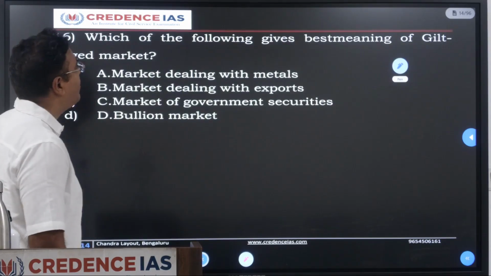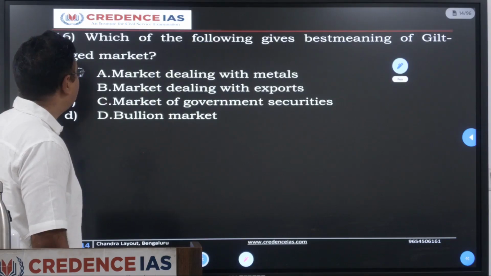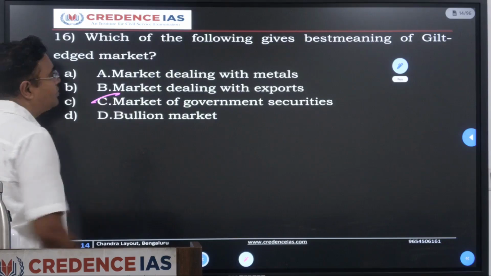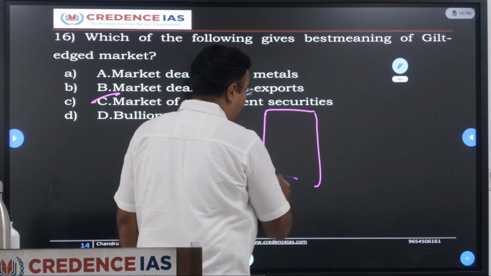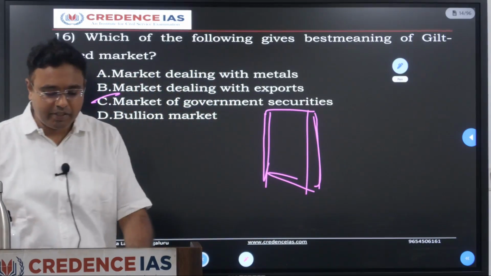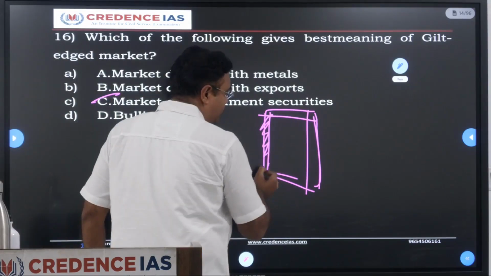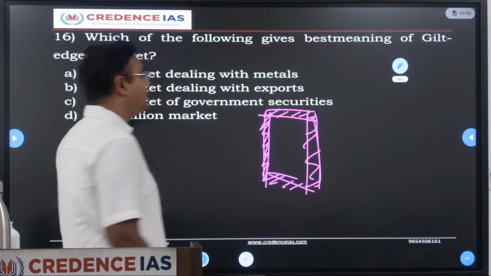Then, which of the following gives the best meaning of gilt-edged markets? Gilt-edged markets are the market of government securities. As the name says, gilt in the word means the golden border. Earlier, the government securities during the British era used to come with a gilt edge. There was a red edge, a golden color, and that's why the name came as gilt-edged markets.